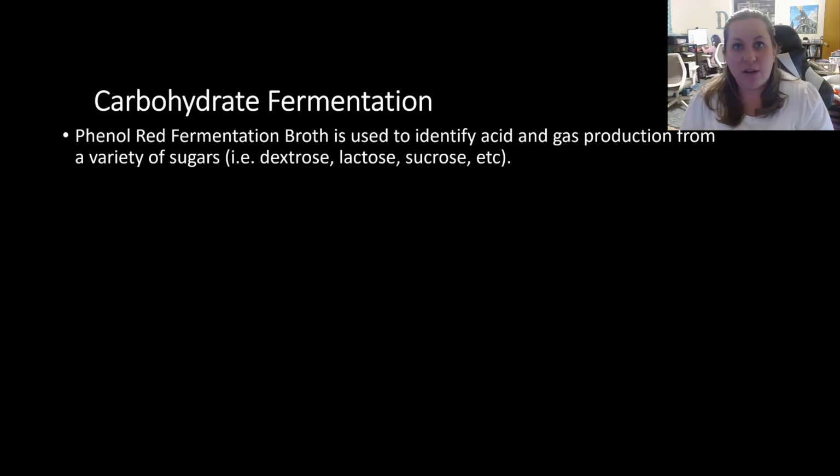The next test we want to look at is where we're going to see what else carbohydrate-wise that bacteria can ferment. So we're going to do a phenol red fermentation broth test, and this is used to identify acid and gas production from a variety of sugars. And the sugars we're going to look at are going to be things like dextrose, lactose, sucrose, and they could also put other sugars in there as well.